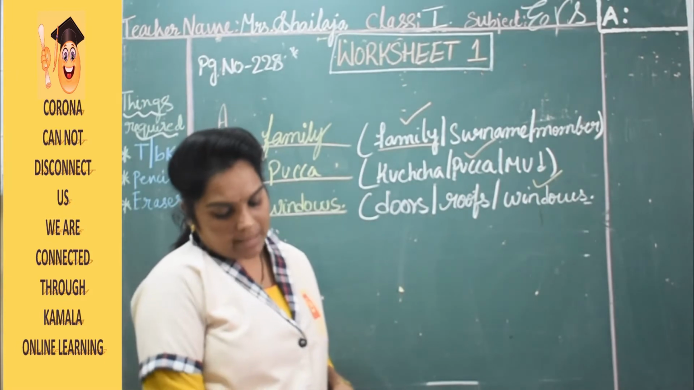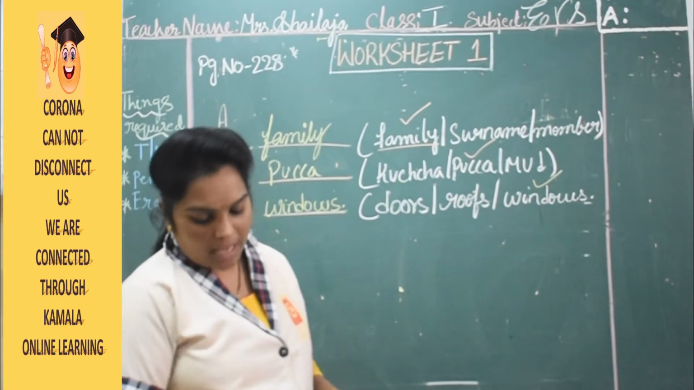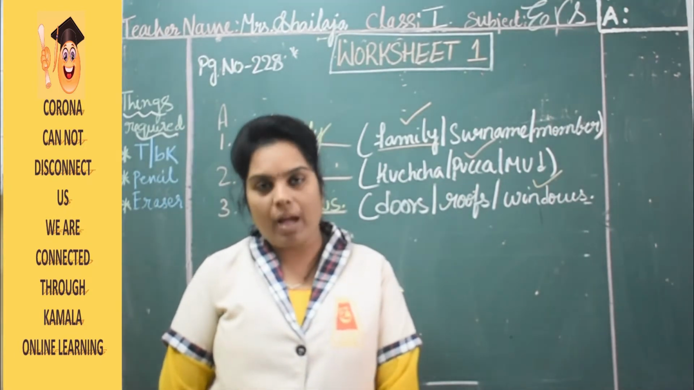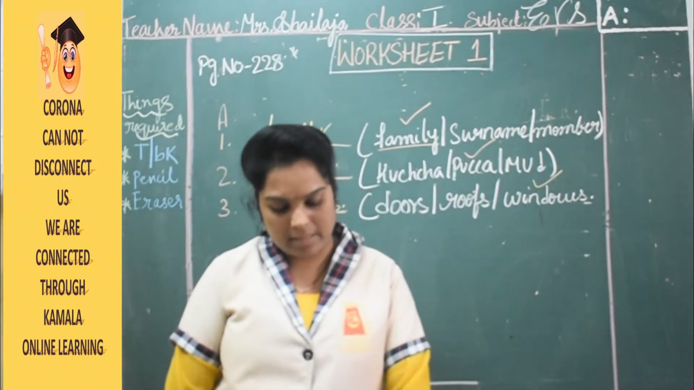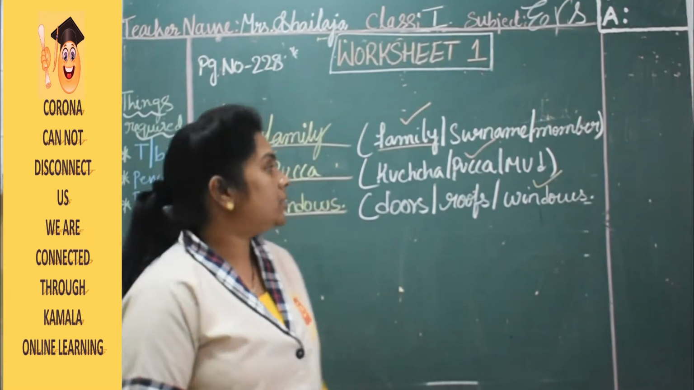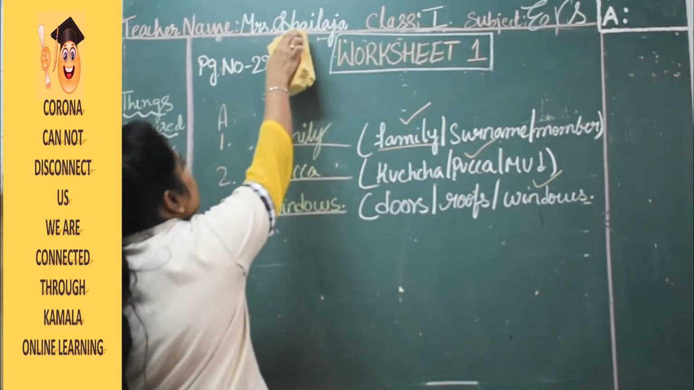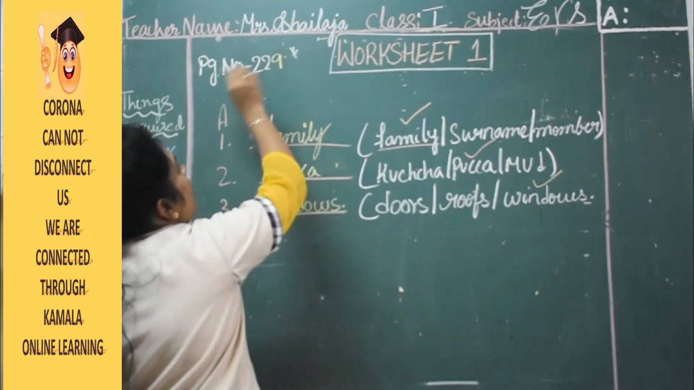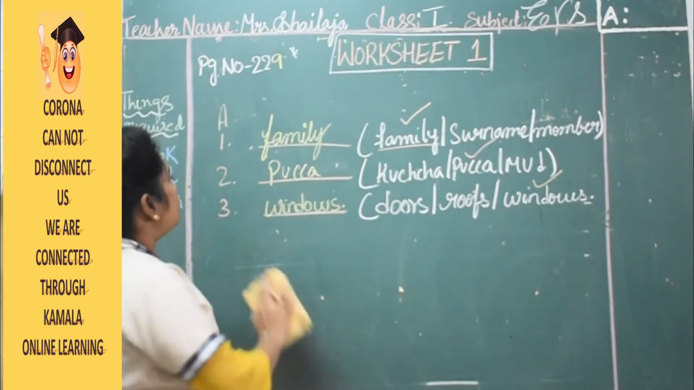Now B means match these things with the rooms they are found in, in a house. So you have to match: a bed you find in a bedroom, a sofa in a living room, a gas stove in a kitchen. Okay, children? Now open page number 229. We are going to do page number 229 also. Now shall I write this one, children?